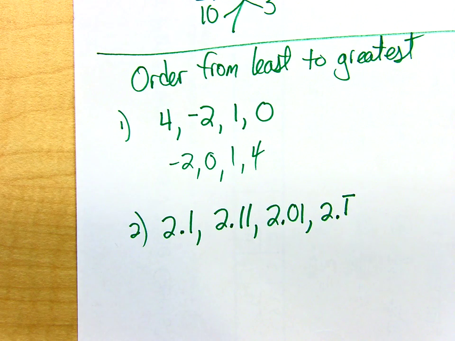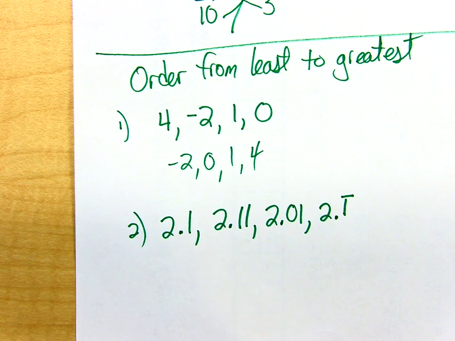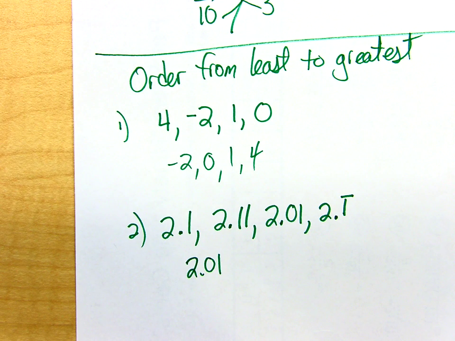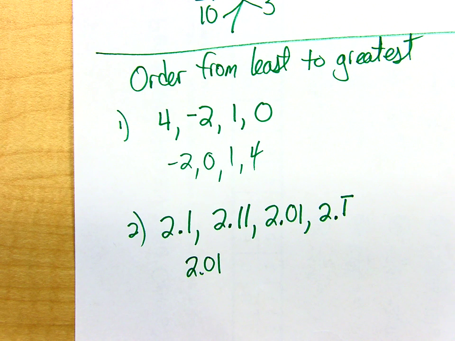All right, what is the smallest in this list? 2.01. Correct. 2.01 is my smallest. The next smallest would be 2.1 repeating. Which is it? It's gonna be 2.1. Think of this as money.